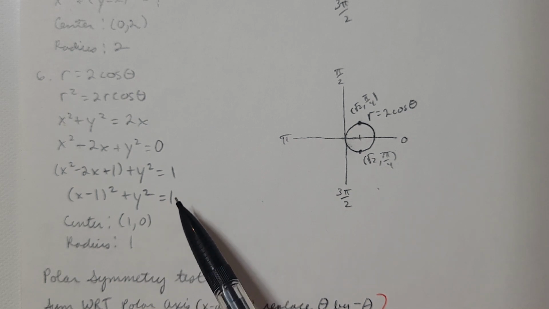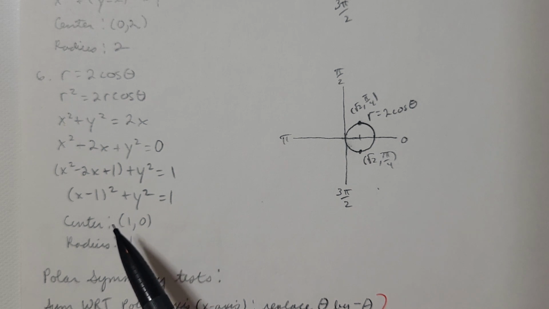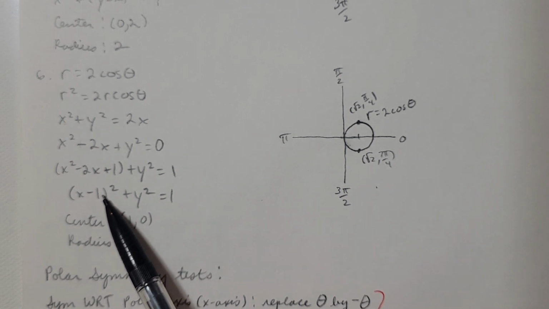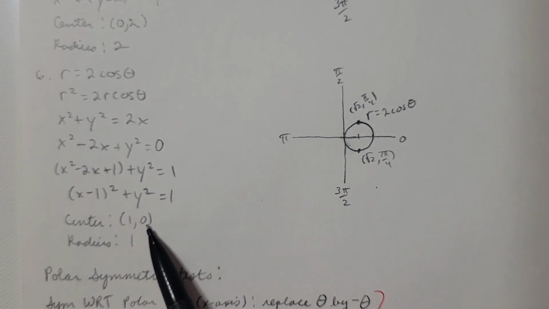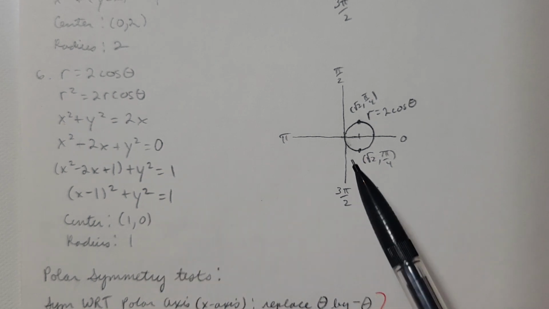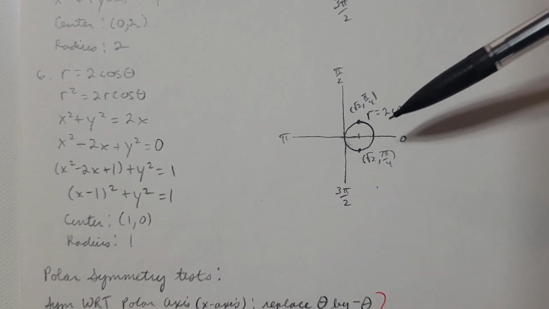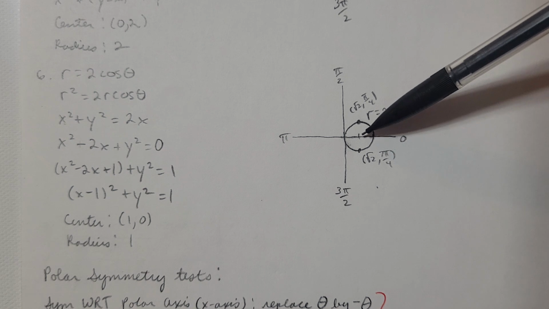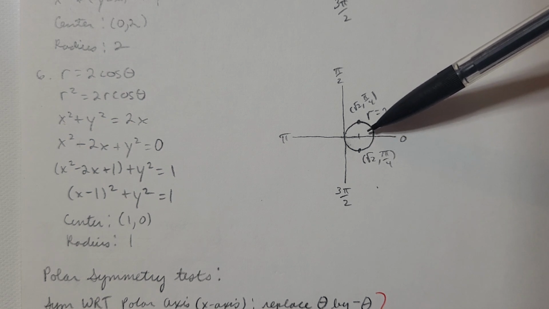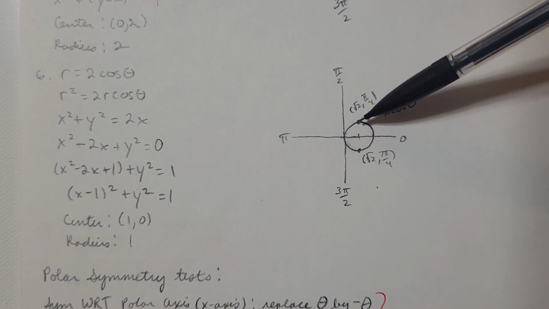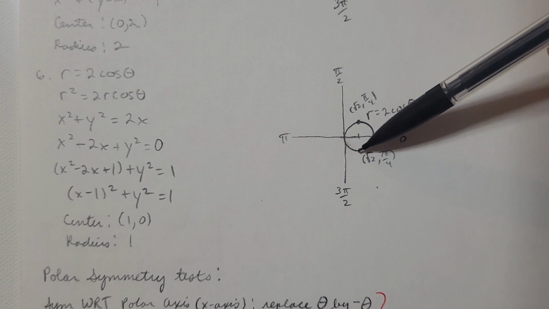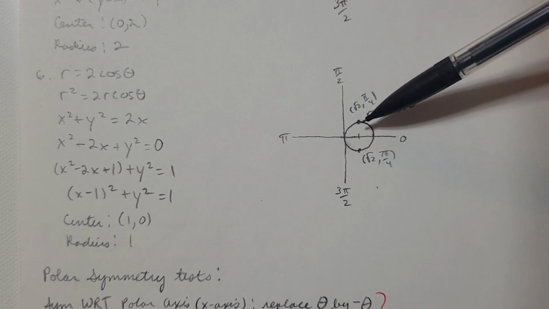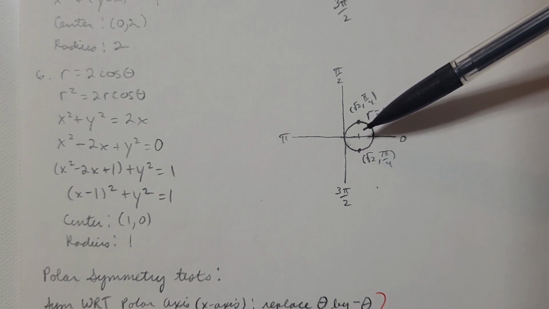So this is a circle. The radius of the circle is 1, and the center point (h, k), where h is 1 and k is 0, is (1, 0). So I need to plot that point, (1, 0), and then use the radius to build 4 points around the center. So I go 1 unit to the right, 1 unit to the left, 1 unit above, and 1 unit below. Now 1 unit above brings me to the radial line pi over 4.